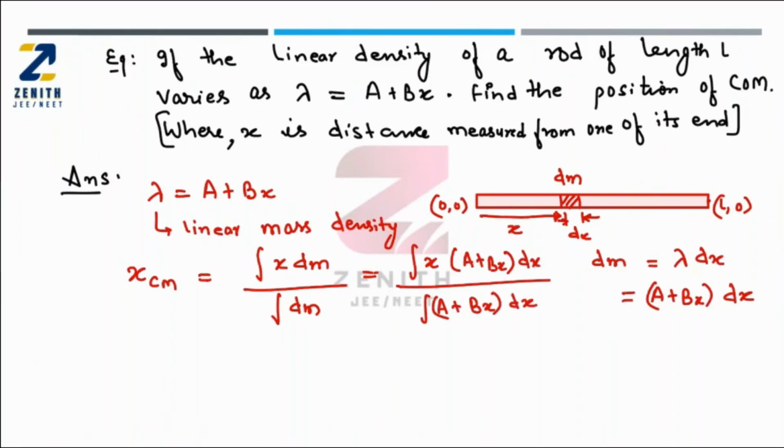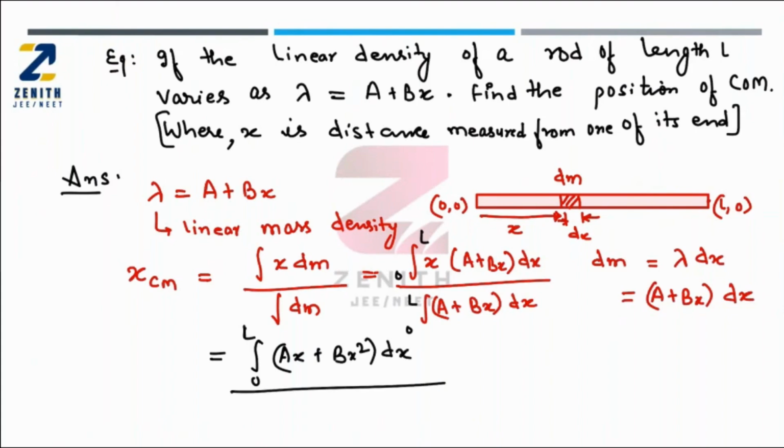So if I put it here, it is integration of x times (a plus bx) dx divided by integration of (a plus bx) dx. Now it is very simple, you have to integrate only. The limits are 0 to L in both. You know how to solve this integration. First you multiply: ax plus bx square, dx, divided by the integral from 0 to L of (a plus bx) dx.